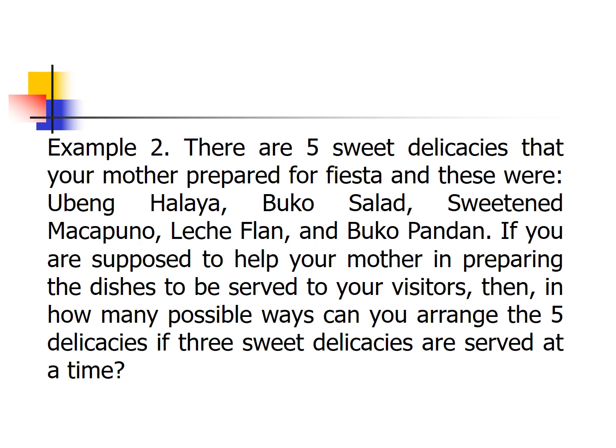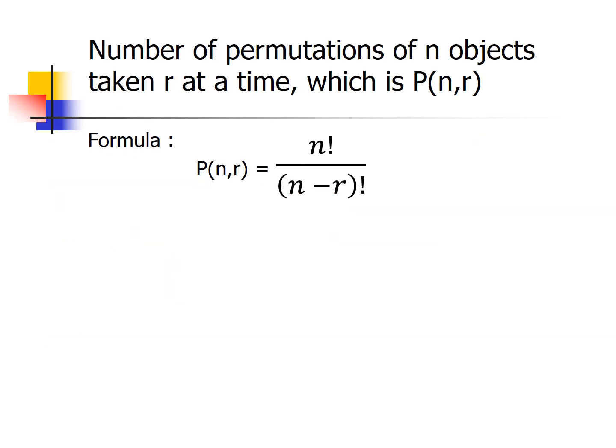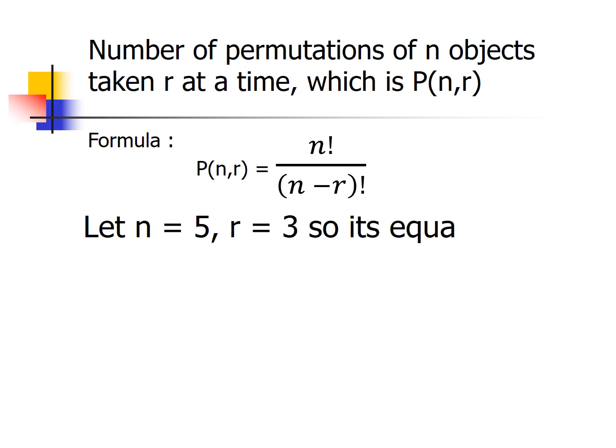Ito yun. 5 yung delicacies, pero ang itatake nyo lamang ay 3 sweet delicacies. So, ito yung nagfa-fall under the second condition. Permutations, the number of permutations taken r at a time. So, in short, we will use the formula P of n, r is equal to n factorial over n minus r factorial. So, ang n natin is 5 and then ang r natin is 3.